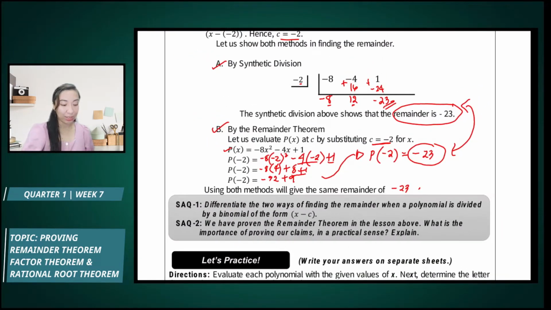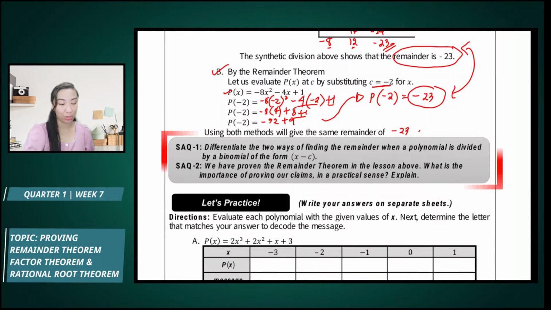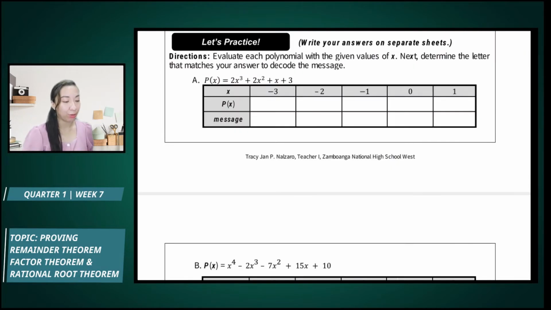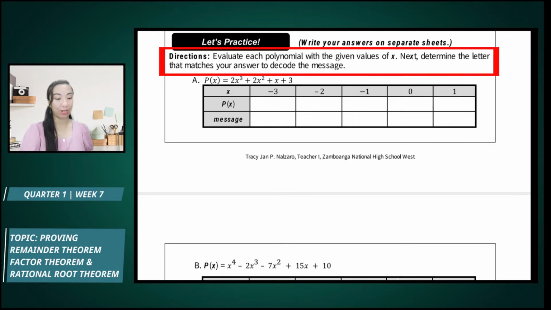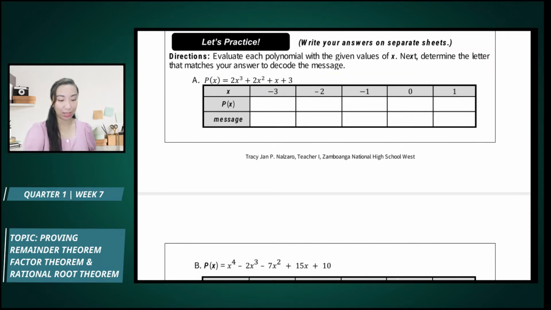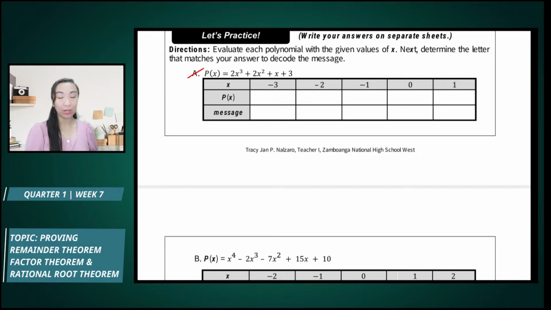Okay, so for this, you will now be asked to answer the SAQ questions 1 and 2. For your practice, you can do this activity. You're going to evaluate each polynomial given the values of X, which is on the table. For letter A, you have here the given polynomial. Since there are 5 values of X, you're going to solve it one by one. Unahin nyo muna si -3. You substitute -3 to all the values of X, and then you simplify, and then you write your answer here. Same as if -2, and so on. You just continue until you complete the table.